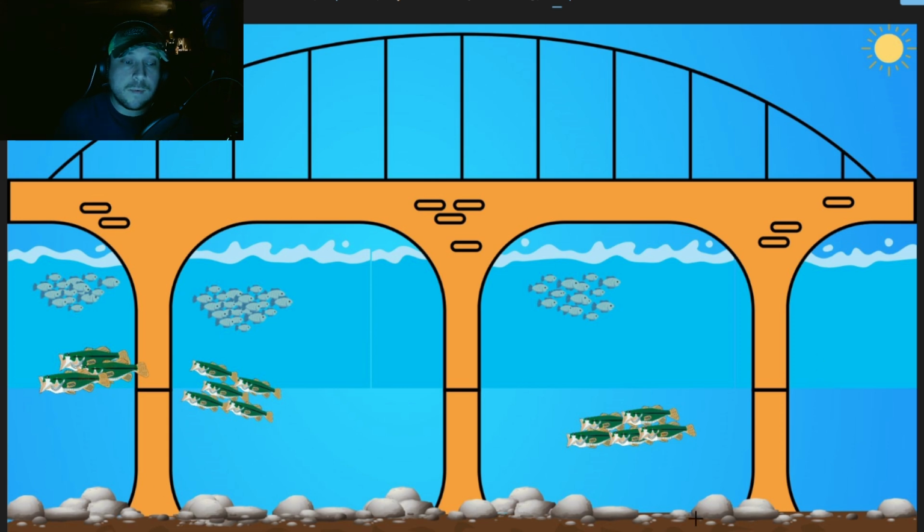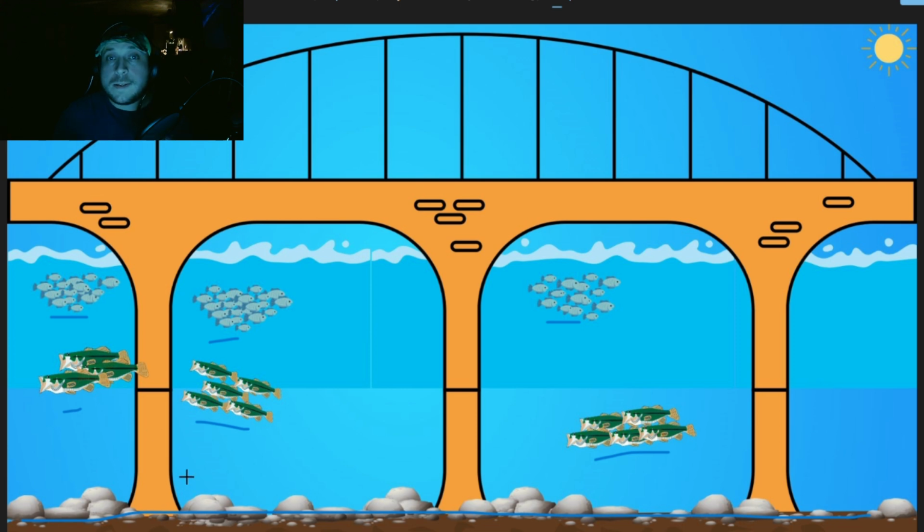So basically, we've got a hard bottom, which has got all this rock down here across the bottom where you see my blue line. And then we've got a school of fish right here. We've got a school of bass right here. And we've got a school of bass right here. And then we have shad, shad, and shad.